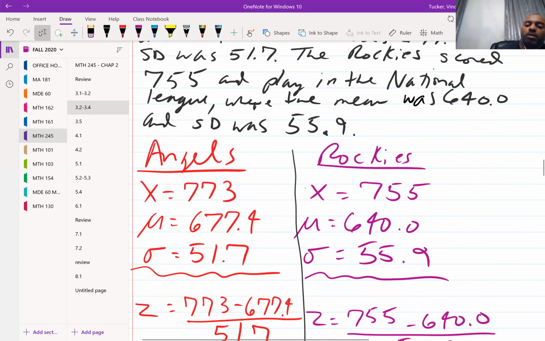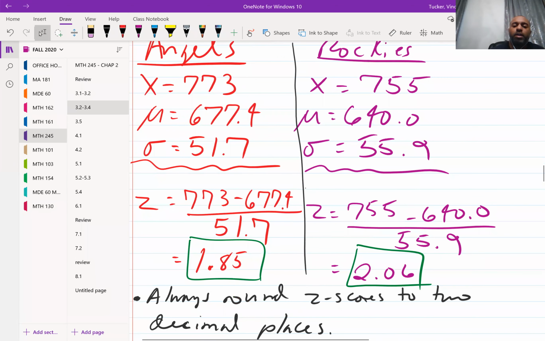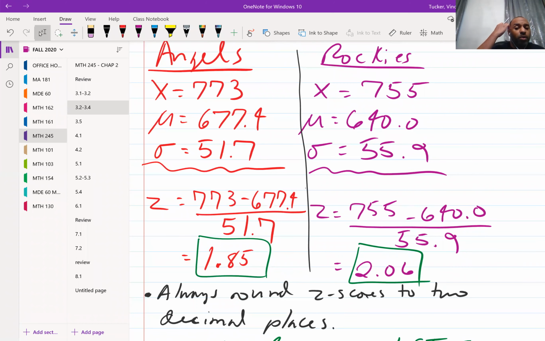All right, so we take each one of them, find the z-score. So for the Angels, 773 minus 677.4 divided by 51.7, that's 1.85. And did I write that? Okay, yeah, right here. And we're always going to round our z-scores to 2 decimal places. So that's going to matter later on as we progress forward throughout the book. So we'll always round our z-scores to 2 decimal places. So then with the Rockies, we do 755 minus 640 divided by 55.9. That'll be 2.06.